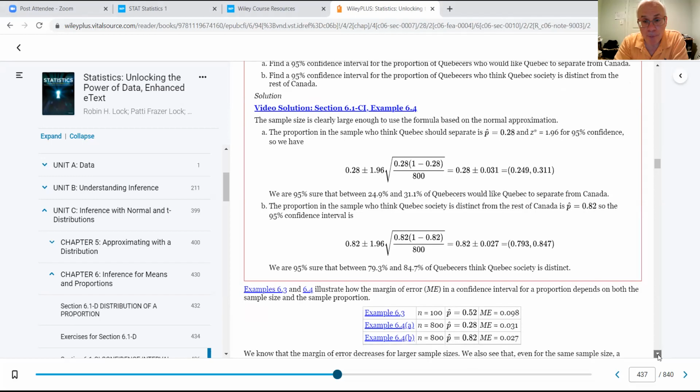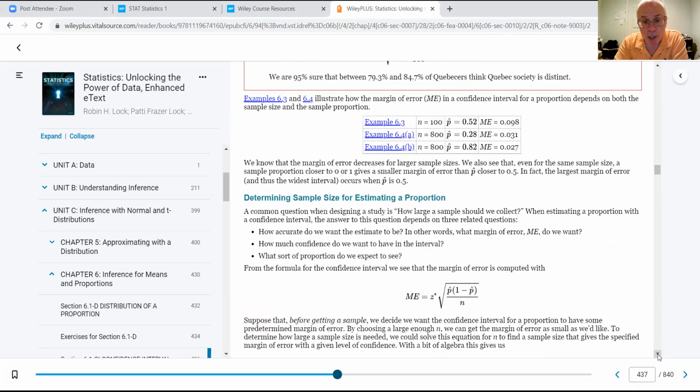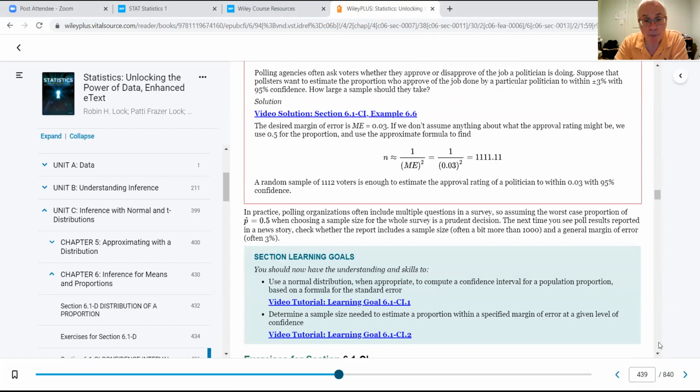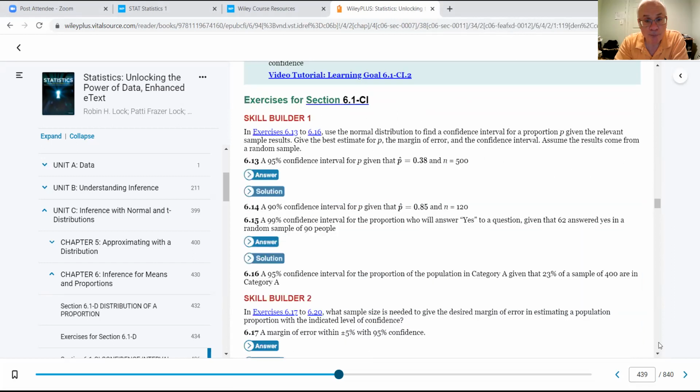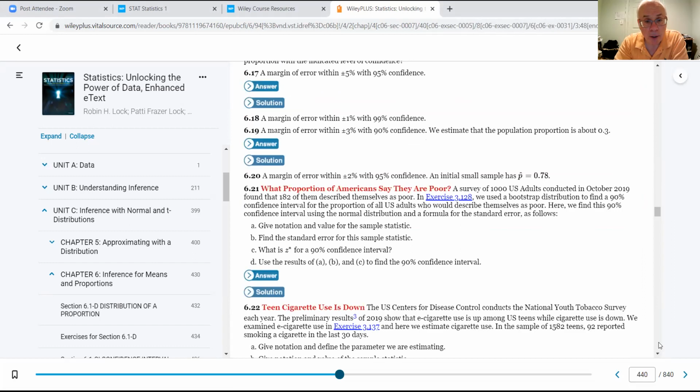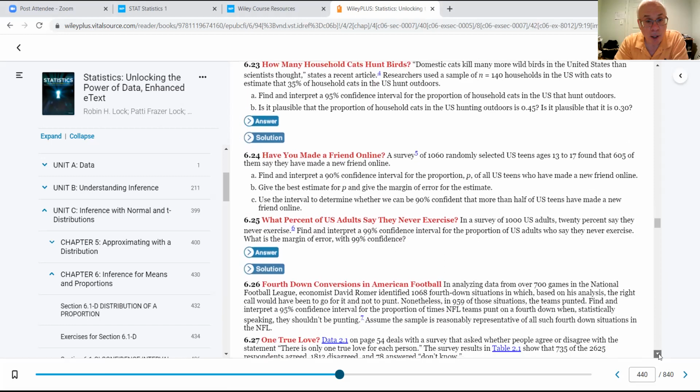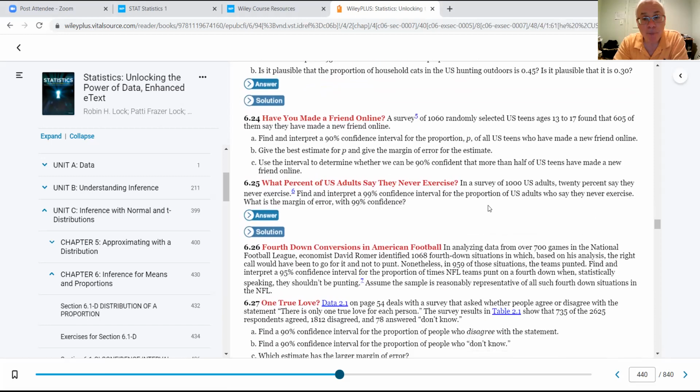All right. Now, we might want to try a case where we have a different level of confidence. Let's actually try that before we move on to another type of problem. So let's see if we can find one with a different one. Here we go. There we go. Let's look at 6.25.